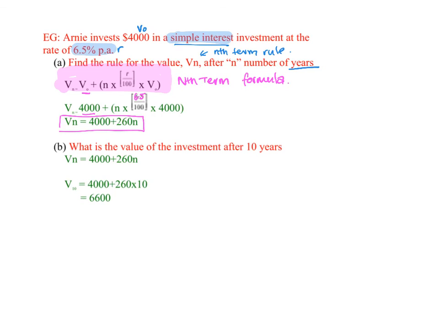Then it's asked me what is the value of the investment after 10 years. So n equals 10. So you can see I've put 10 is the one I want. So where I saw n is where 10 has been put, and then you get your answer.